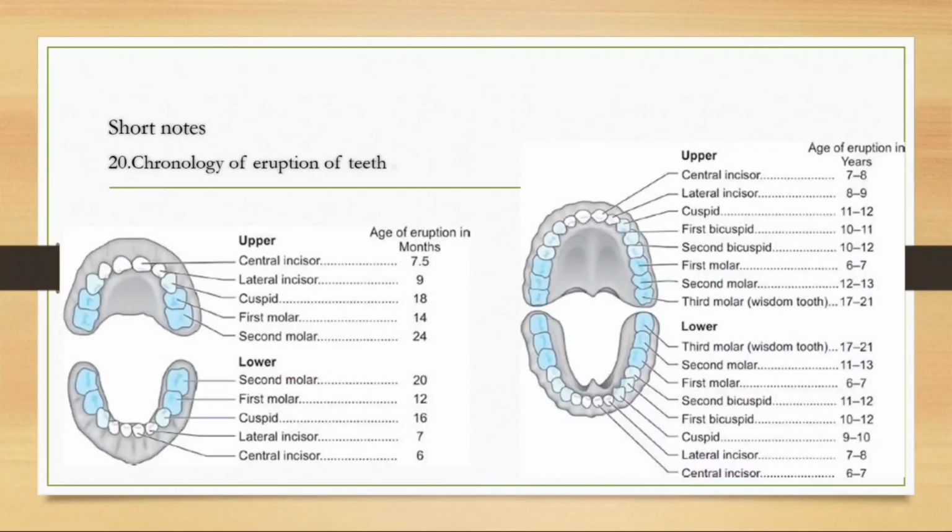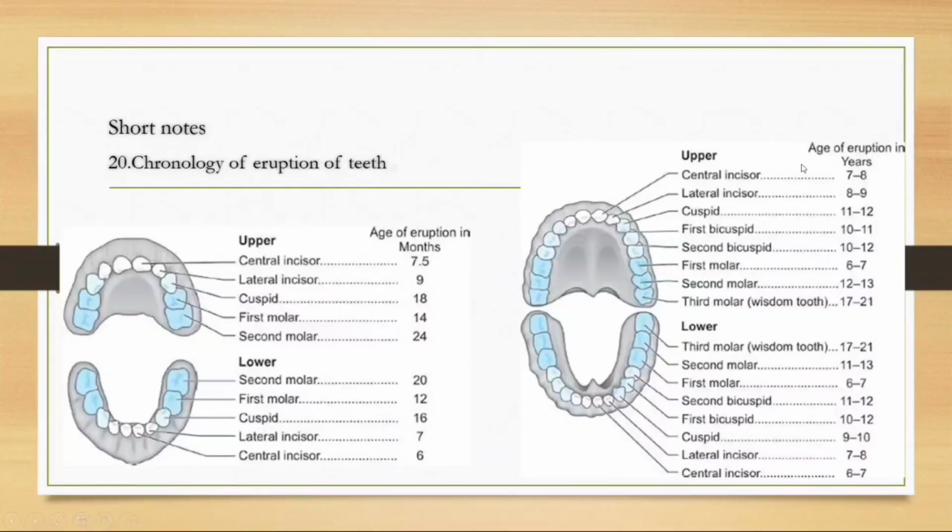The next question is the chronology of eruption of teeth, and how chronologically the teeth erupt. We know the first tooth to erupt is the central incisor, that is the lower central incisor, then the lower lateral incisor, then comes the upper central, then the upper lateral, then the lower first molar, then the lower canine, then comes the upper canine, then the upper first molar. You just see the order. This is given in months.